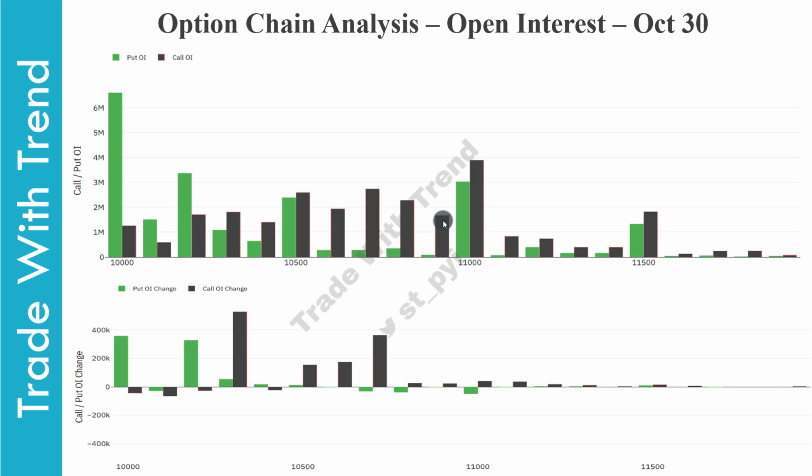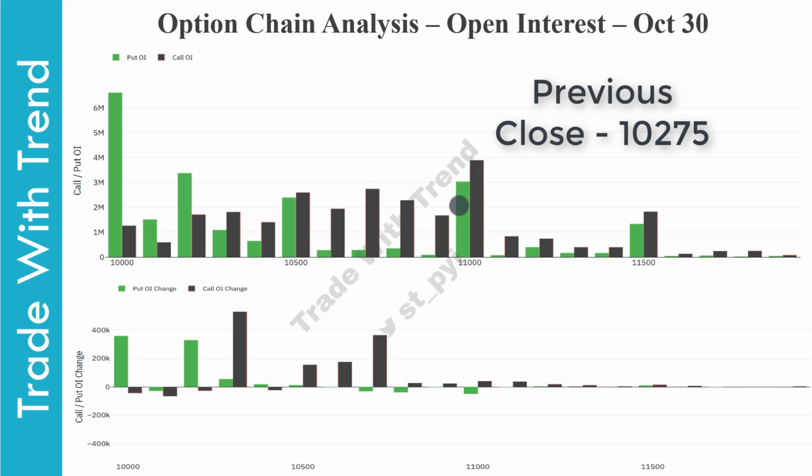This chart that you see in front of you is the open interest snapshot for October 30th. Now, based on open interest, the range for price still remains at 10,000 to 11,000. Price as of 29th October, that is the previous session, stood at 10,275.